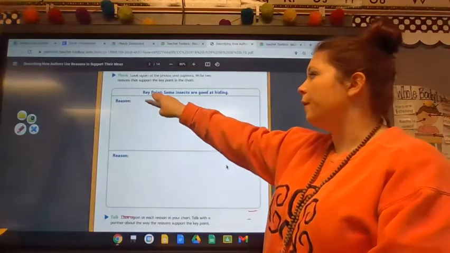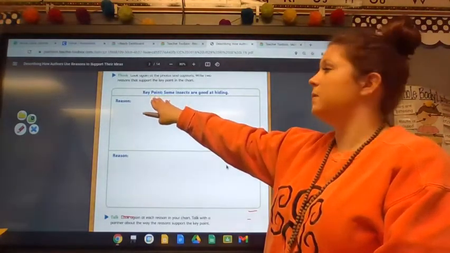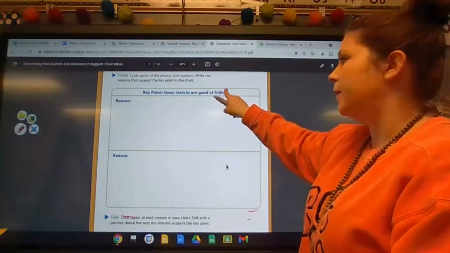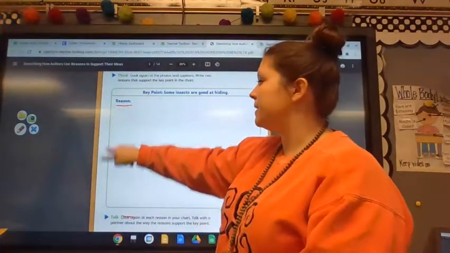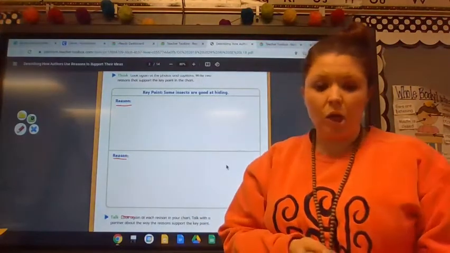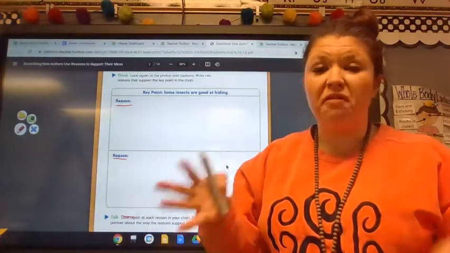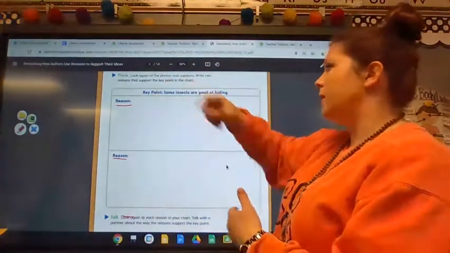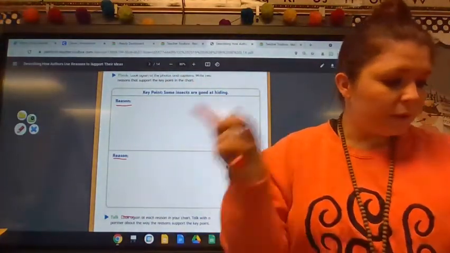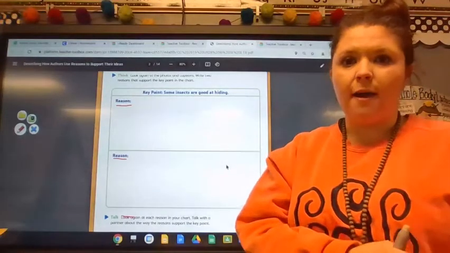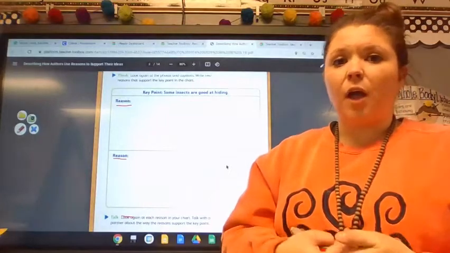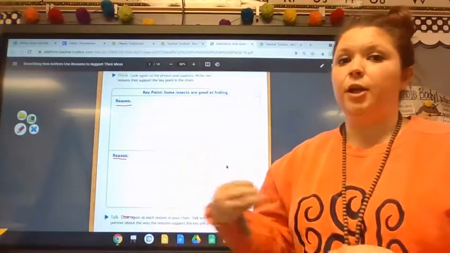Our key point, or the important point that the author wants us to know, is that some insects are good at hiding. We're going to give reasons, okay? We are going to tell facts that the author wants us to know that explain why insects are good at hiding. So think back to that first picture of the katydid. What fact did the author give us that lets us know they're good at hiding?